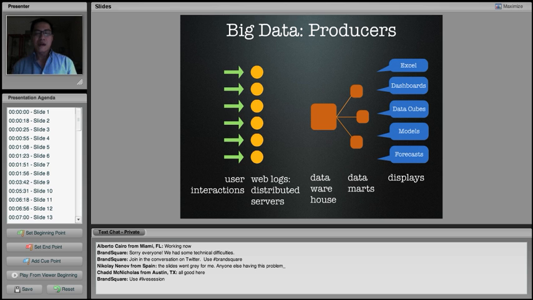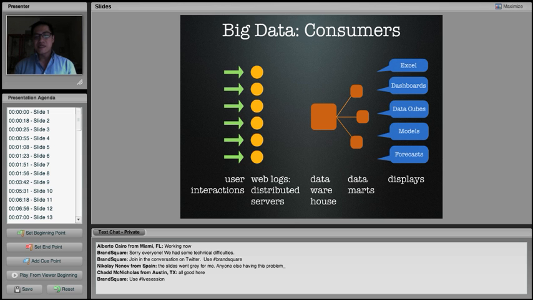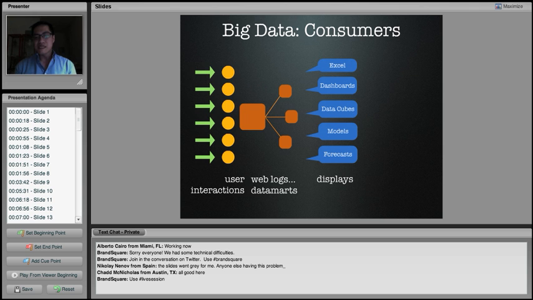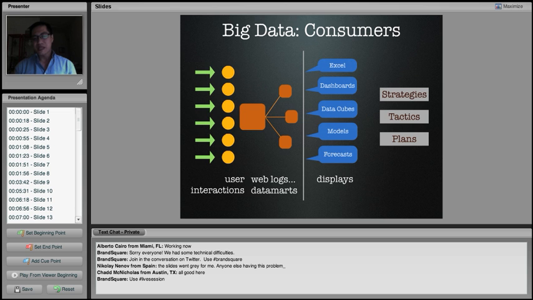When I wrote my book, Number Sense, what I really wanted to draw attention to is that this picture is actually missing something on the right side of the chart, which is the consumption of big data. Because ultimately, the dashboards and the data cubes and so on are useless unless they are able to impact things like strategies, tactics, and plans. So ultimately, the entire enterprise is about how we use the data to affect strategies, tactics, and plans.